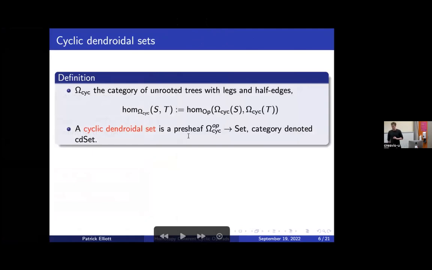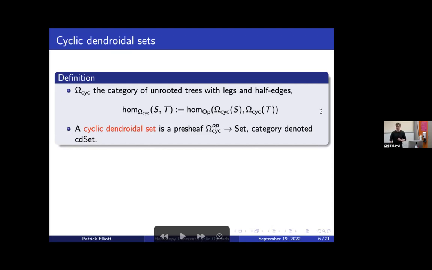All right, so now we want to get a bit more homotopy coherent. As we always have to do, we have to introduce a graphical category. We call this omega sic. This notation goes back to Moerdijk and Weiss. They chose omega for the dendroidal category for operads, so that's what we're going to do. And it's going to be a category of unrooted trees with legs. That means that there's always at least one external edge, and we're keeping track of the data of half edges. And the morphisms are just going to be the morphisms of operads between the cyclic operads generated by the given trees.